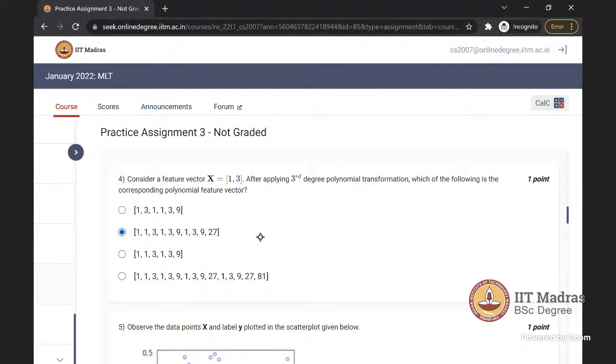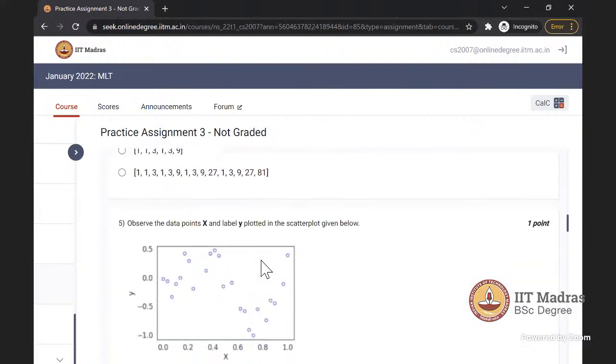Option 4 you can discard right away because the highest value is 81, which is 3 raised to the power 4. This can happen only if the required degree is 4, but we have 3. So option 4 is gone. Option 1 and 3 are also gone in a similar manner. For third degree, the highest value should be 3 raised to the power 3, which is 27. So 1 and 3 both are gone, and by the explanation that you mentioned, which is very apt, option 2 should be the right answer.